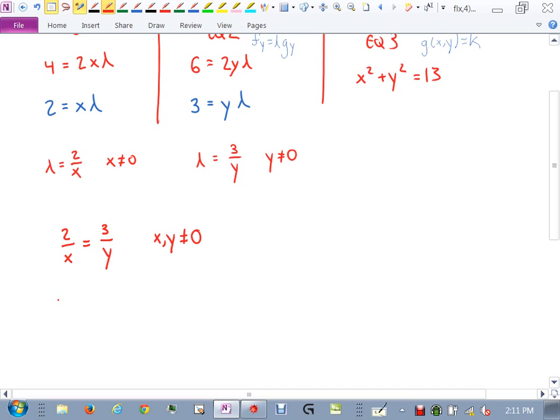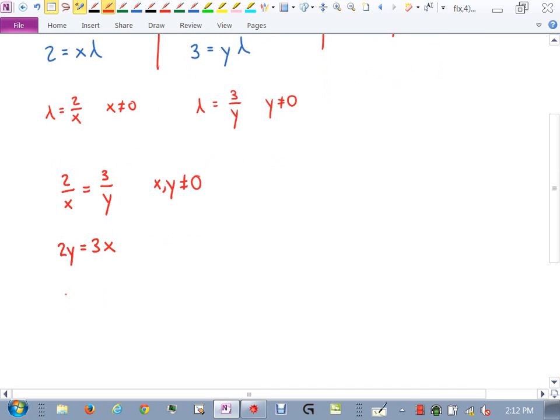So how about this? You could go 2y equals 3x. Do you all agree with that? Solve for y or x. Let me solve for y because I like y more than x. So that's 3 halves x. So that's our relationship, right? Y must be 3 halves x. Everyone follow? Now what?